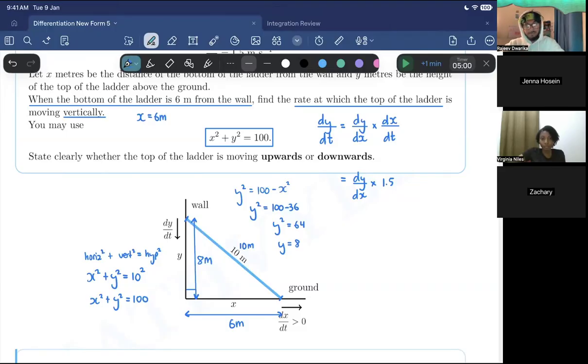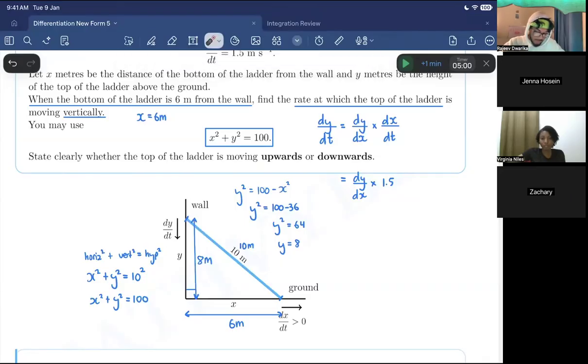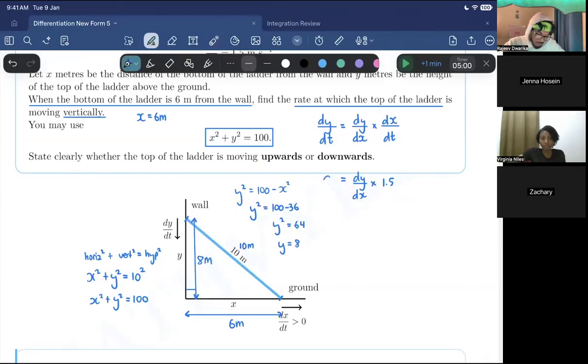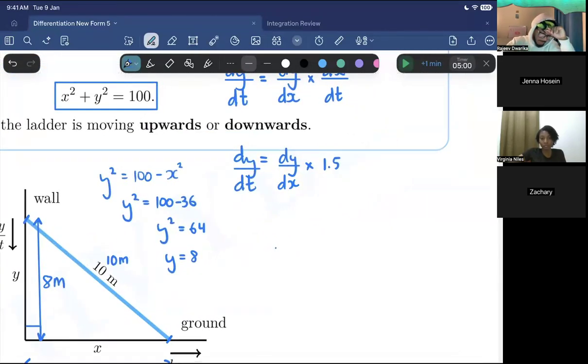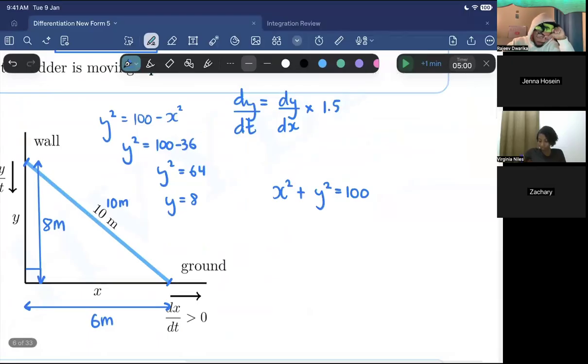What do I need to find? dy/dx. Zachary, you see now we don't know what dy/dx is. That's the one sore thing, right? So what do we have to do? We have to differentiate in terms of y, so we could differentiate implicitly. Remember how to differentiate implicitly? Not really. Alright, I will show you.